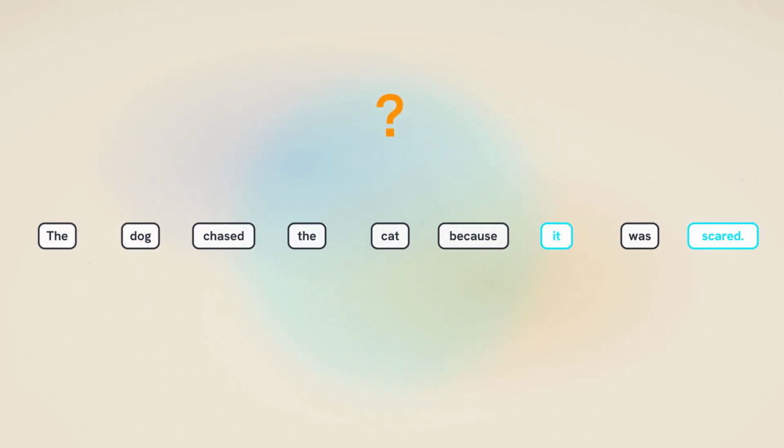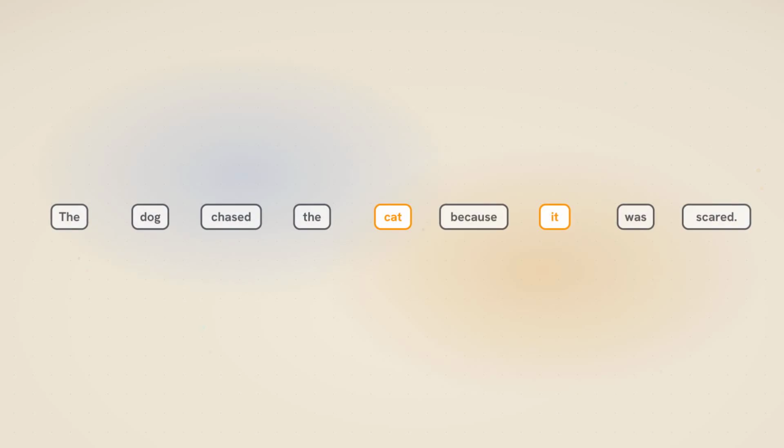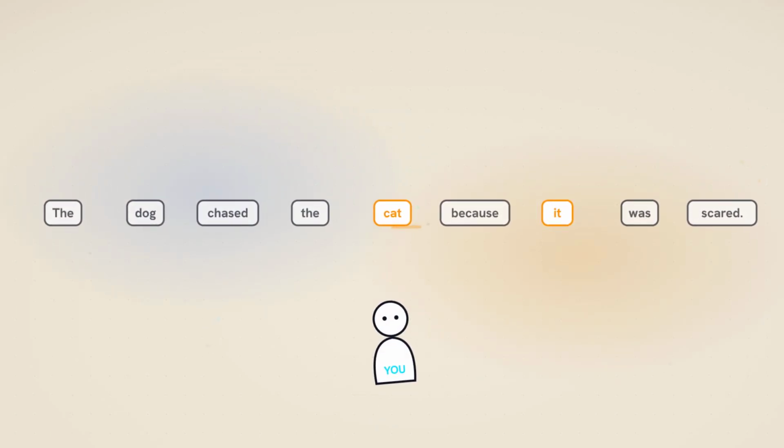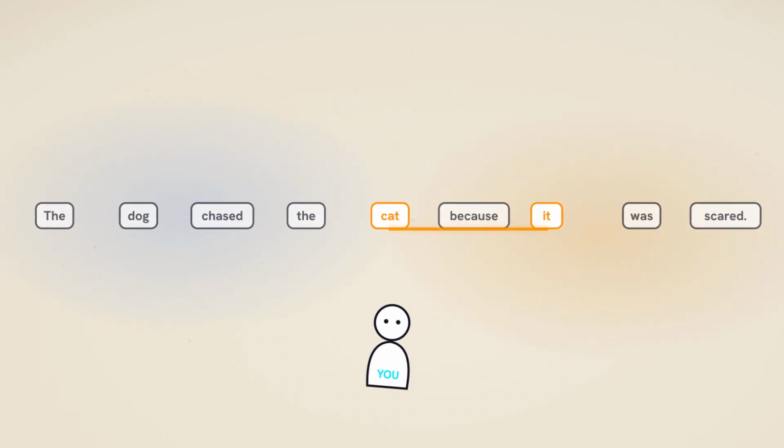Read this fast. The dog chased the cat because it was scared. Quick, who was scared? You knew it was the cat. You barely had to think. But how did you know? You leaned on the other words.